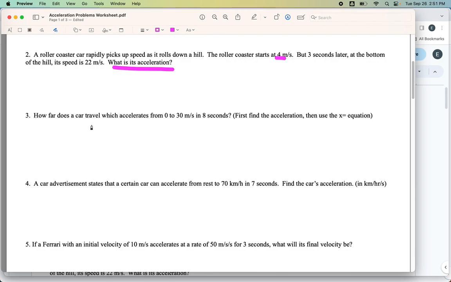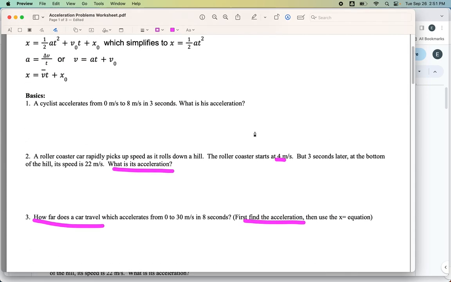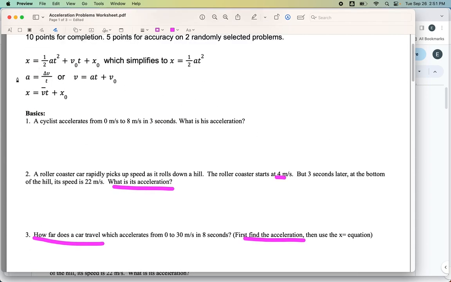Here's this question, how far does a car travel? You're going to want to use the x equals equation. So a lot of times in physics problems, you need to do one thing first, and then you have to do the actual problem. So first, you're going to use the acceleration formula up here, and you're going to find the acceleration, and then you're going to use that in the position formula to find the position.